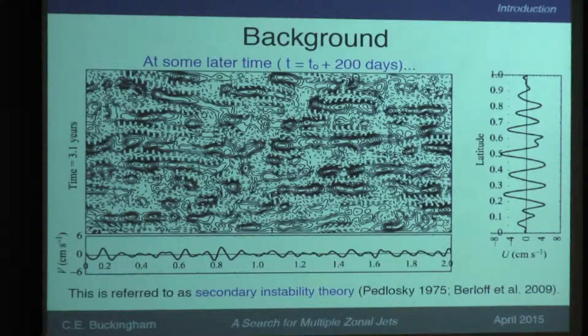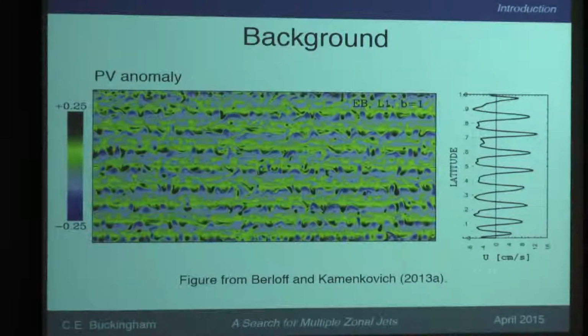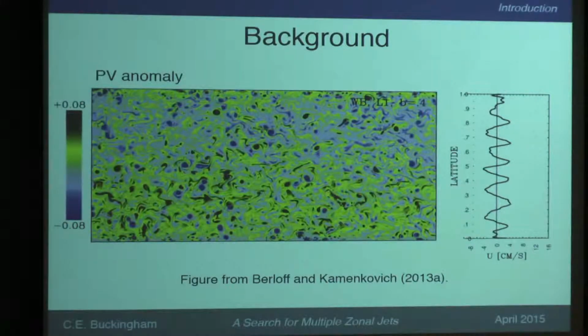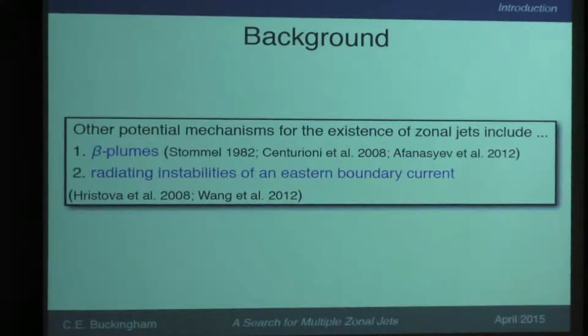Maybe I should move over here. So what else can I say? This is a similar structure, but it's just in terms of potential vorticity. And I show it because it emphasizes that this is not what we see on the Earth, in the oceans, but maybe something more like this, where it's a weaker zonal jet flow. So this is from secondary instability theory. But a similar thing might exist with geostrophic turbulence if there's some sort of dissipation that prevents the upscale transfer of energy. The other two mechanisms for zonal jet flow include beta plumes and radiating instabilities from the eastern boundary current.